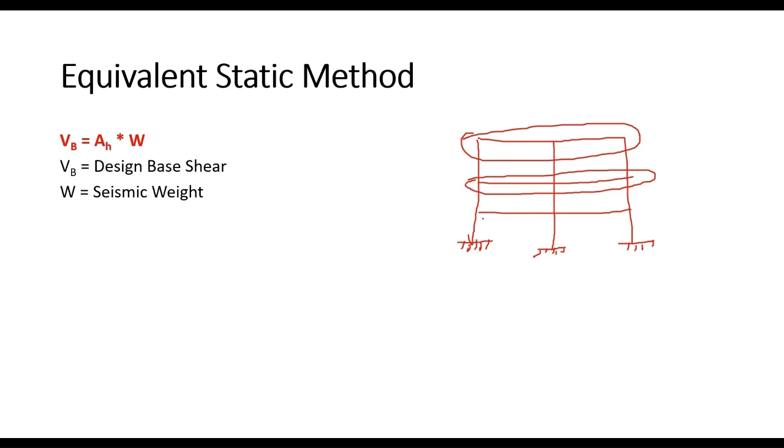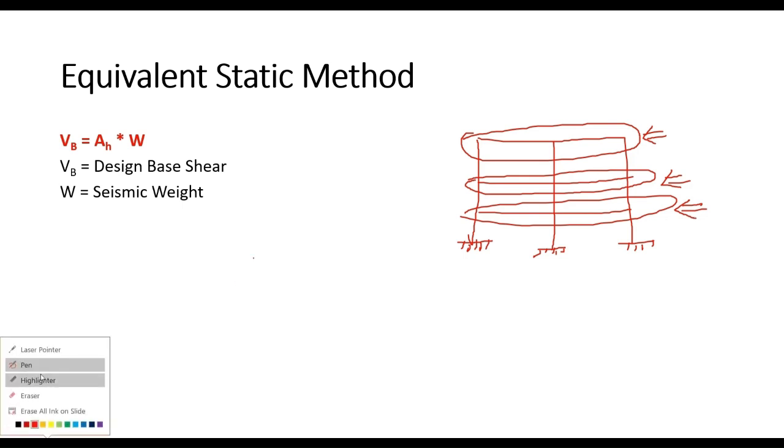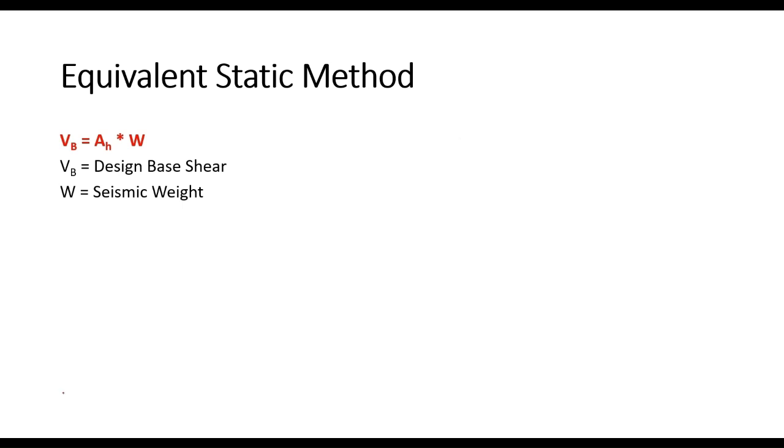On each floor there will be some weight, including dead load and live load. So this floor has some weight, and this floor has some weight, and this floor has some weight. If you sum up all the weights, then you will get the seismic weight of the whole structure. However, the IS code suggests that we will not consider full live load. As per the IS code, in the seismic weight we will consider full dead load, that is 100% of the dead load. However, we will not consider the full live load of the structure.